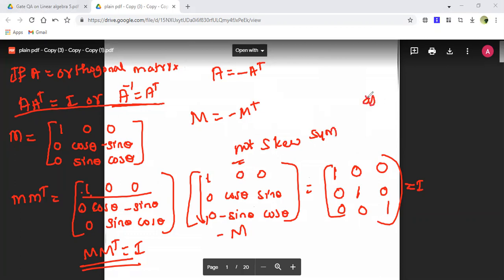It means the assertion, whatever they have given, is correct. The assertion is what? They have given that M is an orthogonal matrix, but not a skew symmetric matrix. What about the reason? Let's see the reason now. Okay. The reason says that M transpose is equal to M inverse. Of course, we have seen M transpose is equal to M inverse. That is true. We have seen it because it is orthogonal.